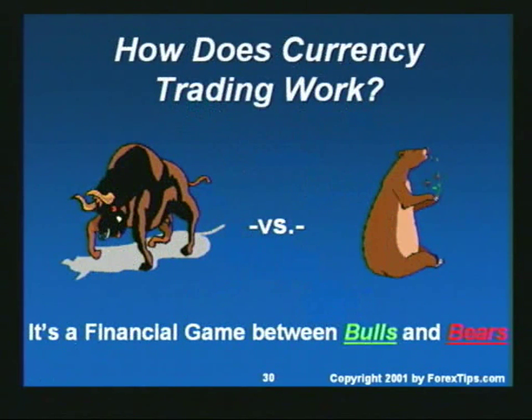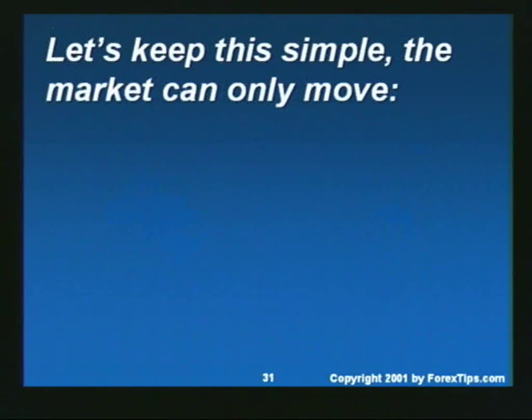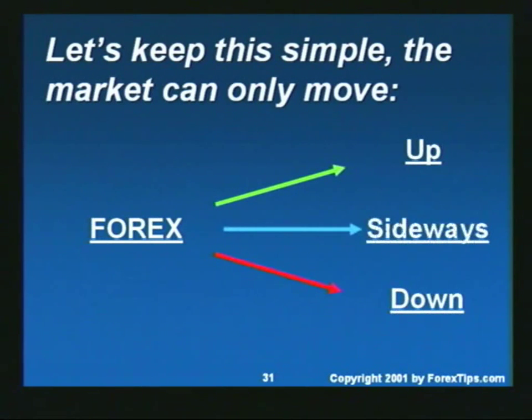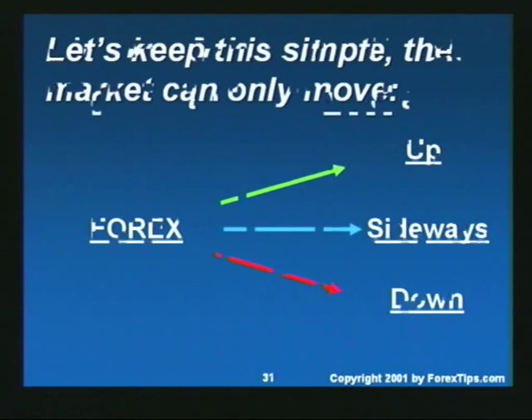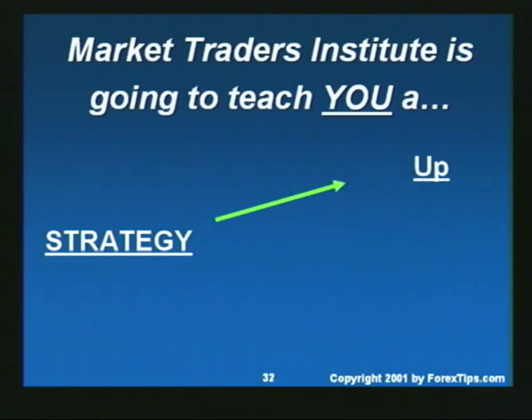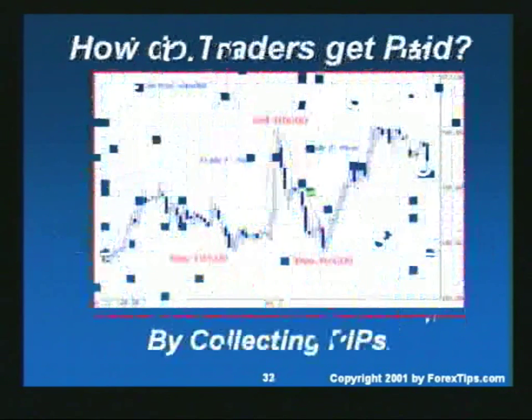Now, how does currency trading work? It's a financial game between bulls and bears. Bulls want the market to go up and bears want the market to go down. But let's keep this simple. The Forex, like all other markets, can only go up, down, or sideways. And here at Market Traders Institute and ForexTips.com, we teach you and give you a strategy on what to do as the market goes up, what to do as it goes down, and what to do as it goes sideways.